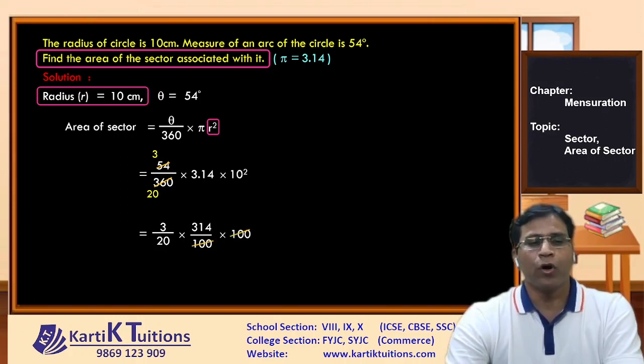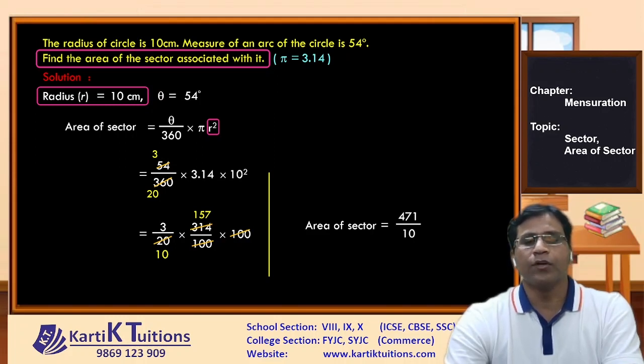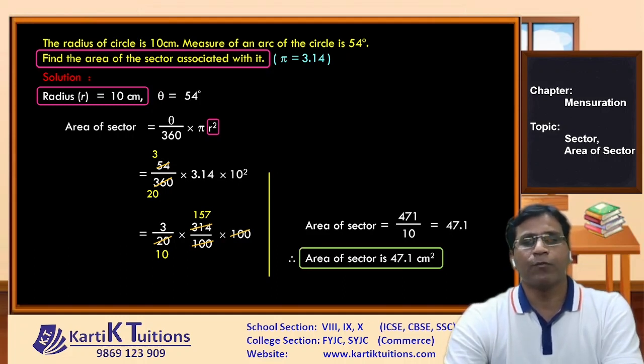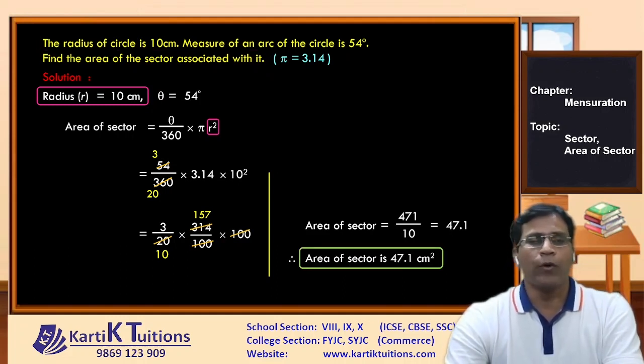Now here if you observe, 314 and 20 can be simplified. How? 2 tens are 20, 2 157s are 314. Now here we need to multiply 3 with 157, and in the denominator we have 10. So 3 into 157 will give us 471 upon 10. So your final answer becomes 47.1 centimeter square. So the area of a sector is 47.1 centimeter square. I hope you understood this sum.